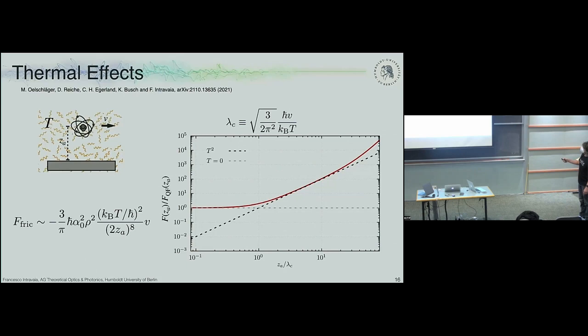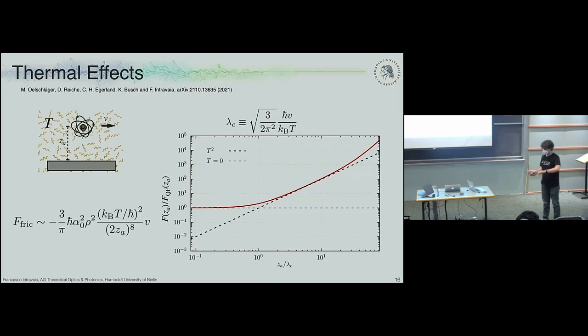where the force goes from the quantum frictional regime at short separation to the more classical, or thermal, it's not classical at all, thermal regime at higher separation. So if you want to get quantum, go nearer or get faster. All right, so this concludes more or less what I want to tell you about the results. There is more, but I certainly will not have the time.